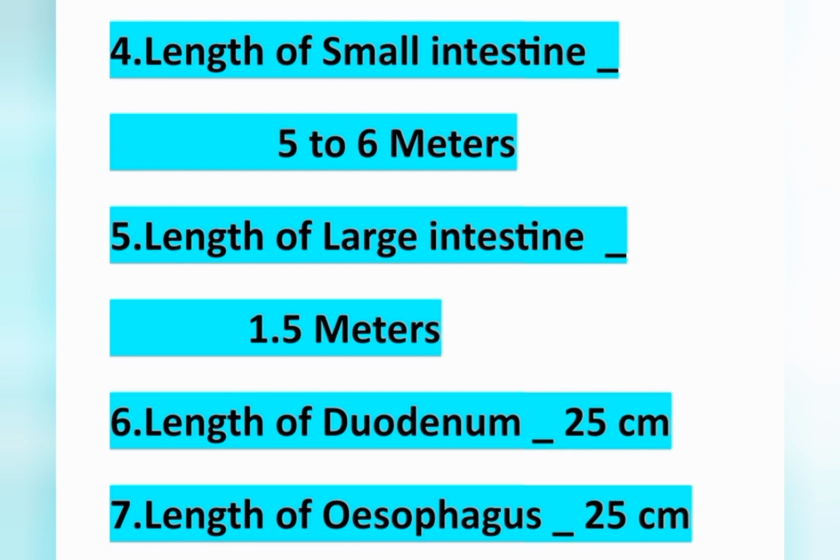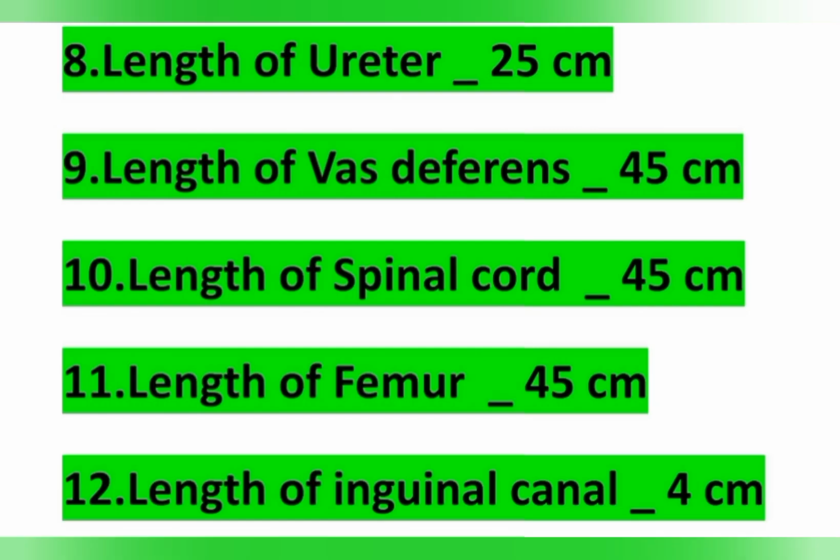And the next point, length of ureter is also 25 centimeter. Length of vas deferens is 45 centimeter. Length of spinal cord is also 45 centimeter. Length of femur is also 45 centimeter. Vas deferens, spinal cord and femur are all 45 centimeter.